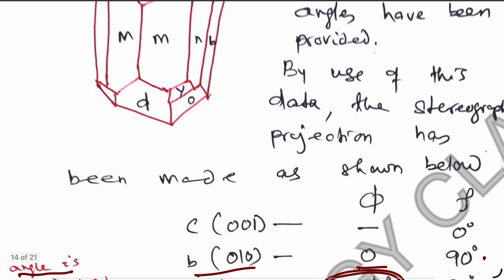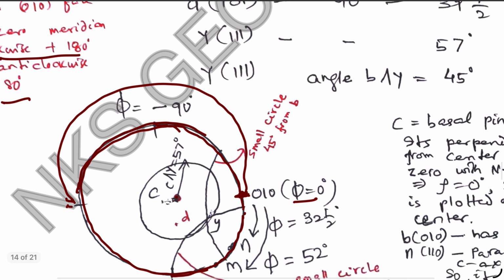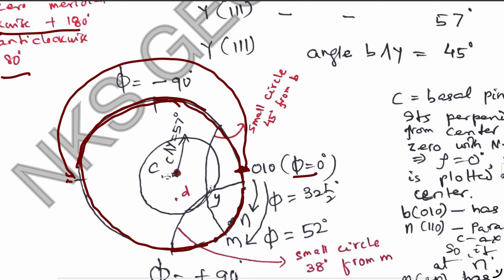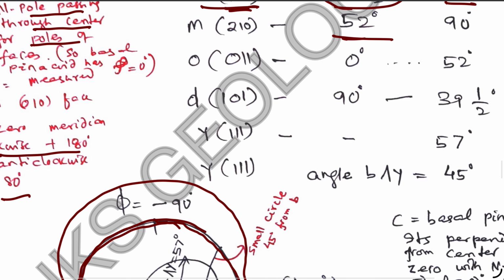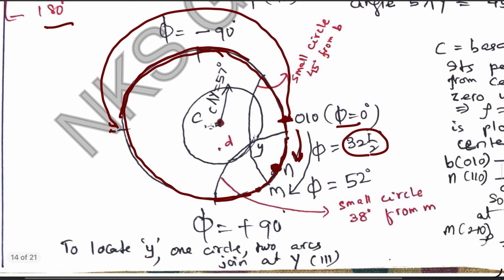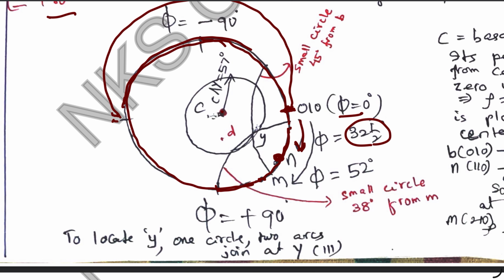So it is measured from this point, 32.5 degree. So the end point is here. Similarly, we find the M point, which is having phi 52 degree. So it will be here. So this is M, this is N.